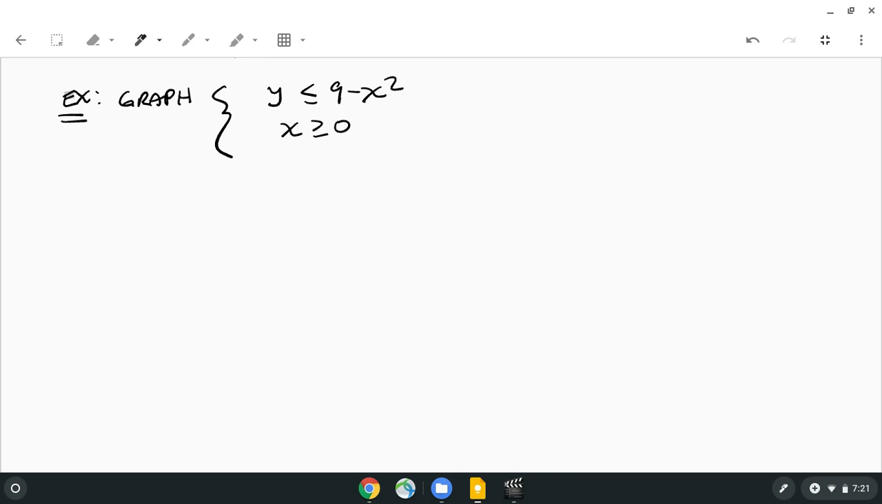X greater than or equal to 0, y greater than or equal to 0. All right, so I'm not going to do the parabola first. I'm going to do these two first, the x greater than or equal to 0 and the y greater than or equal to 0. Those are very easy.